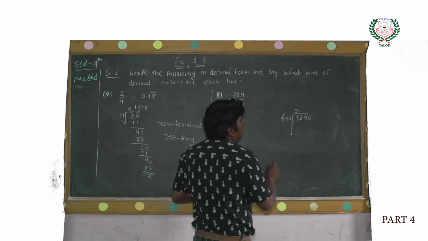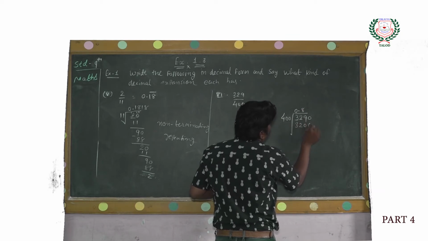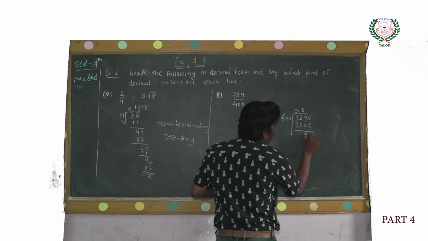So the first step is that 4 eights are 32 and put 2, 0. Now minus them. So 90 you get here.